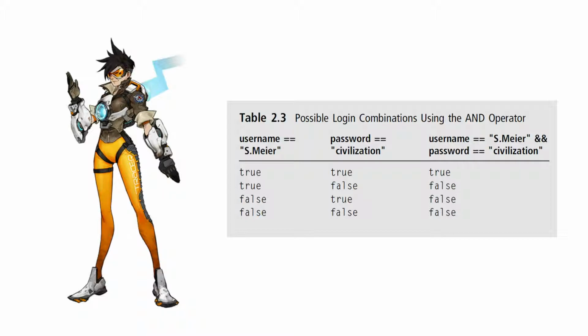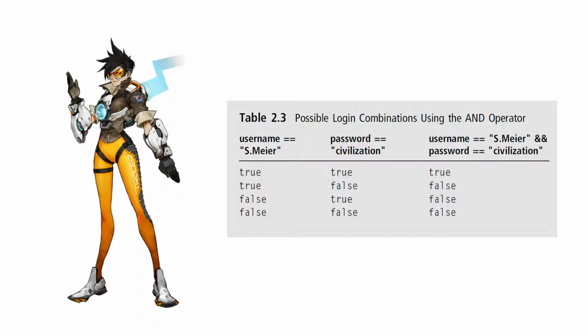So in the case here, if you have an AND operator, and this is your expression over here, if your username is smeyer and your password is civilization, what are the various results that you can get based on inputs? If your username is equal to Sid Meier, cool, and your password is equal to civilization, then the result is true. If your username is Sid Meier but your password is not civilization, then the result is false. And notice the trend is that you have to have both of these be true in order for the whole thing to be true. Anytime that one of these things is false, the whole thing is immediately false.